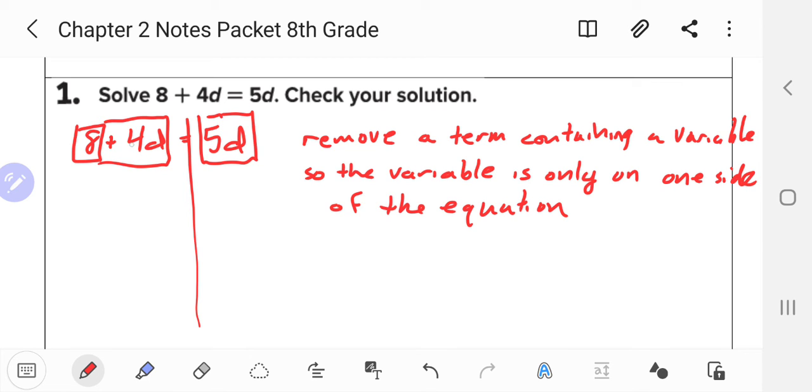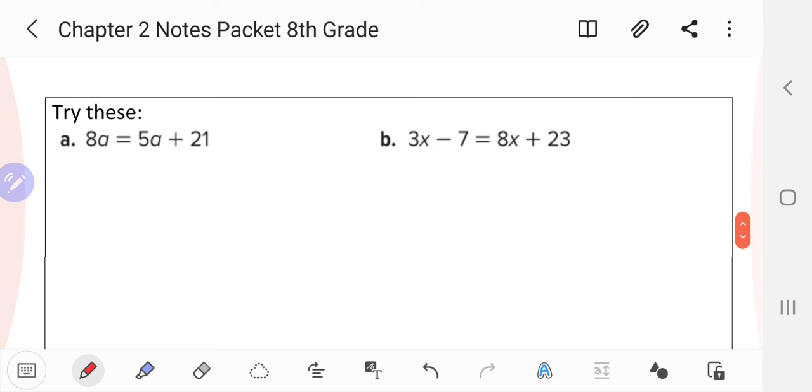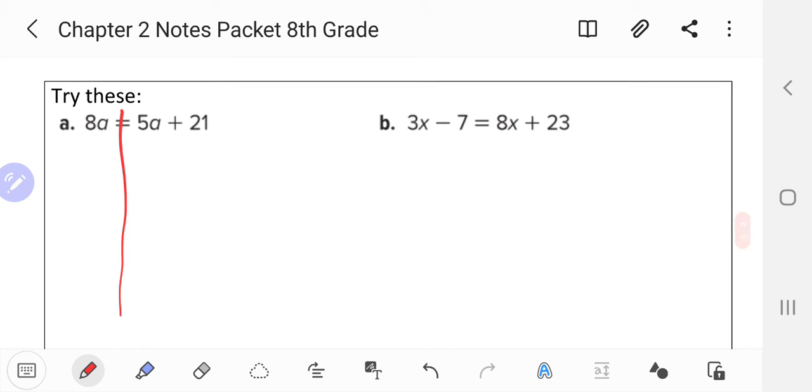All right, so this is plus 4d, so we're going to subtract 4d. That whole term we're going to cancel out with a subtraction. We're going to subtract it over here as well. And now we have 8 equals 1d. All right, so it's like taking away 4 bags filled with an unknown number of objects from both sides. And that leaves us with 1 bag filled with 8 objects. So that's d equals 8 as our final answer. So our first step is to remove a variable term from one side of the equation so that we only have variables on the other side.